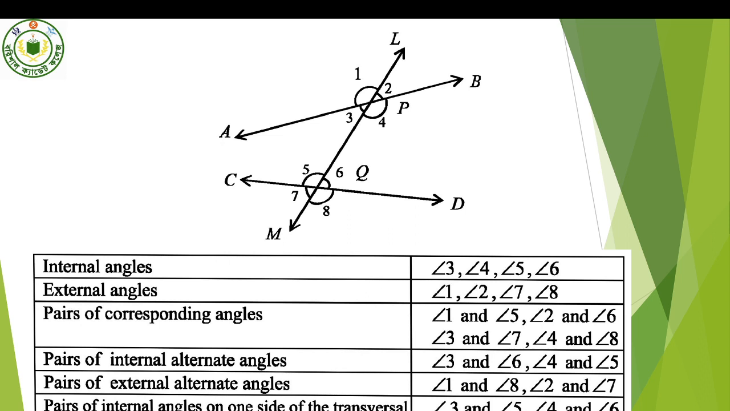Here, internal angles are angles 3, 4, 5, 6. See carefully that the internal angles are inside the two lines AB and CD. So they are internal angles. Which are they? 3, 4, 5 and 6. And external angles are 1, 2, 7 and 8. They are outside the two straight lines.